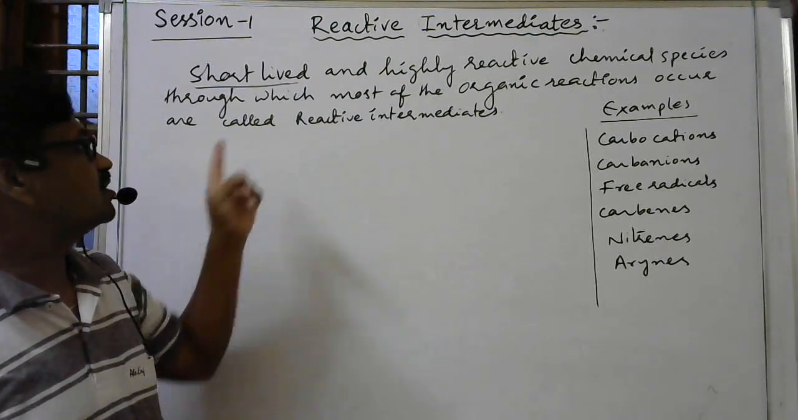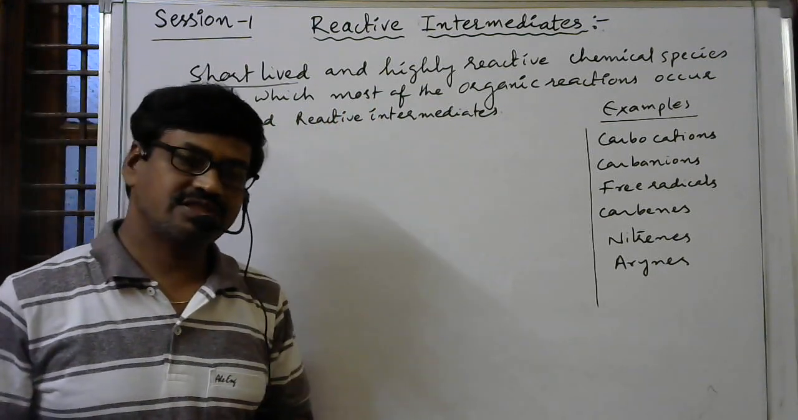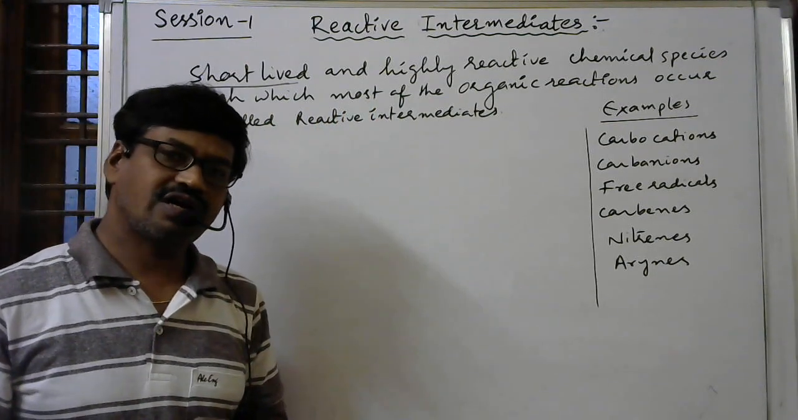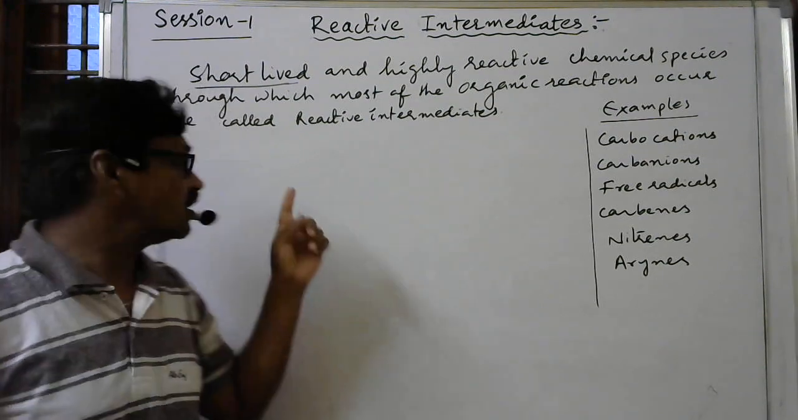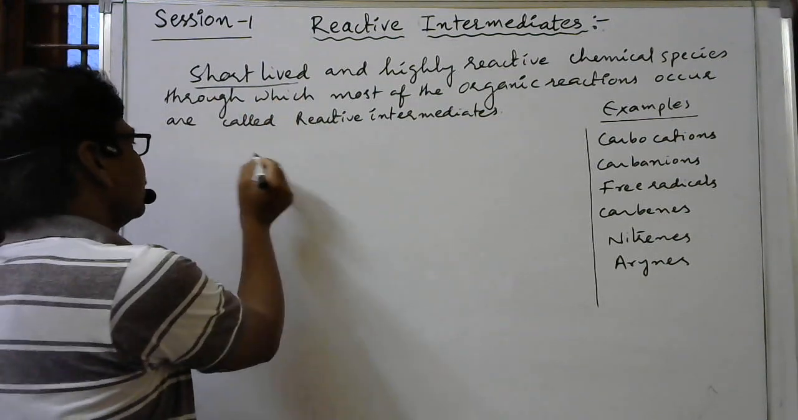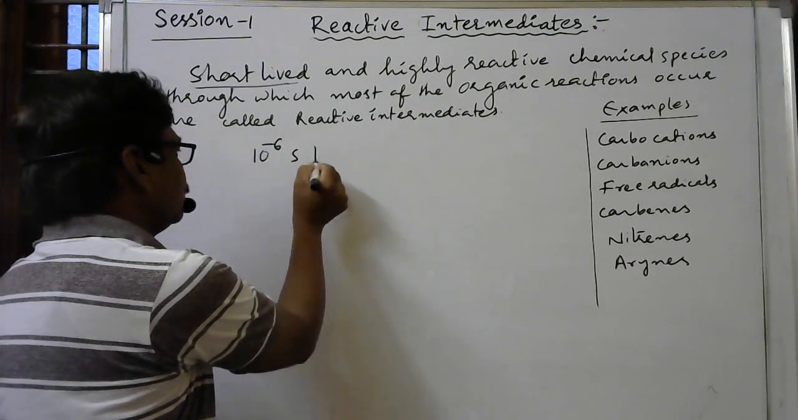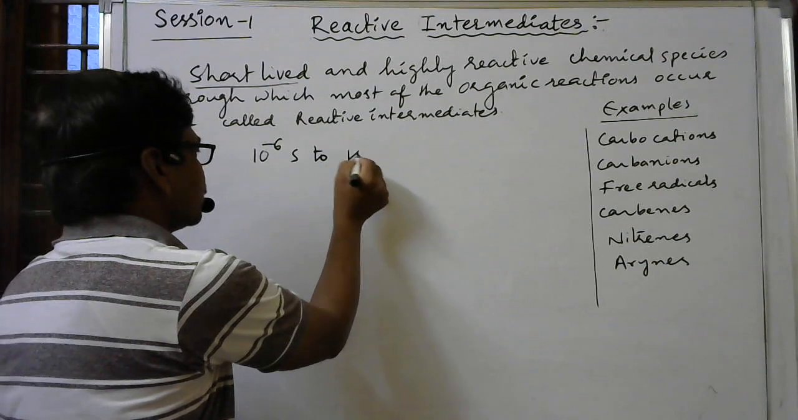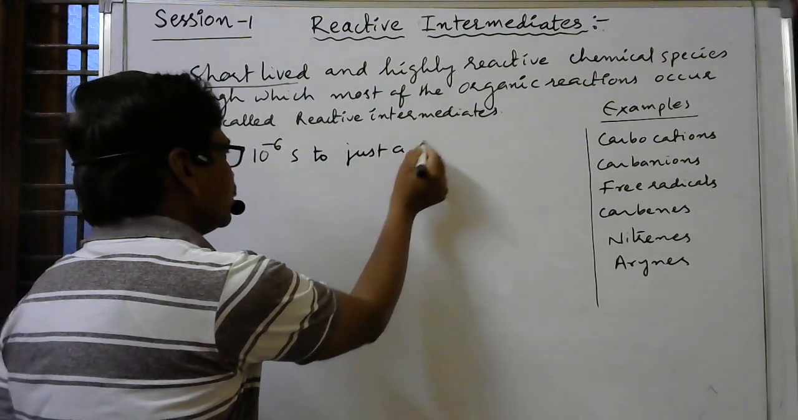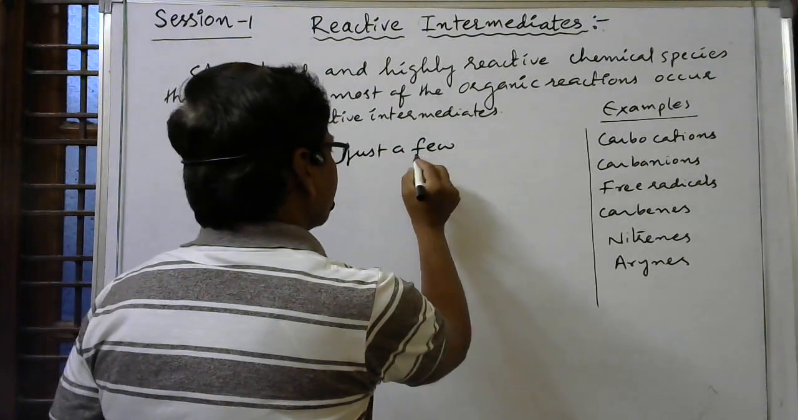Reactive intermediates are short-lived and highly reactive chemical species through which most organic reactions occur. Short-lived means their lifetime is 10 power minus 6 seconds to just a few seconds. This is the life of these reactive intermediates.